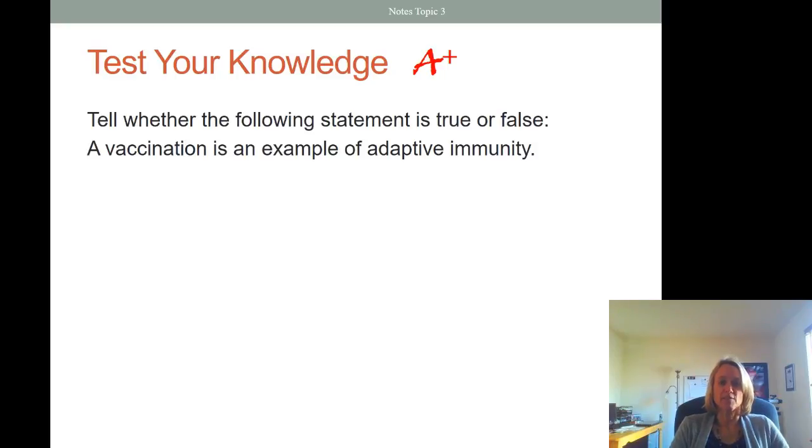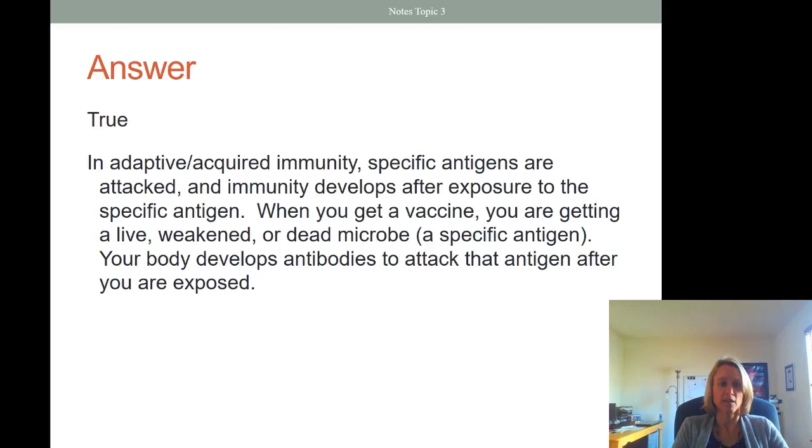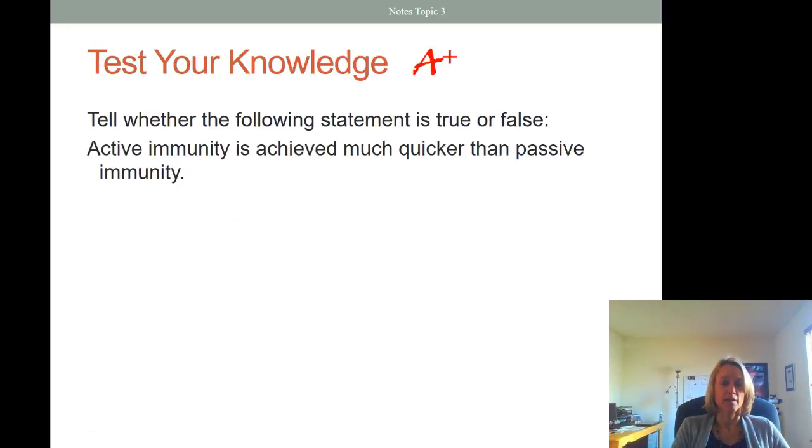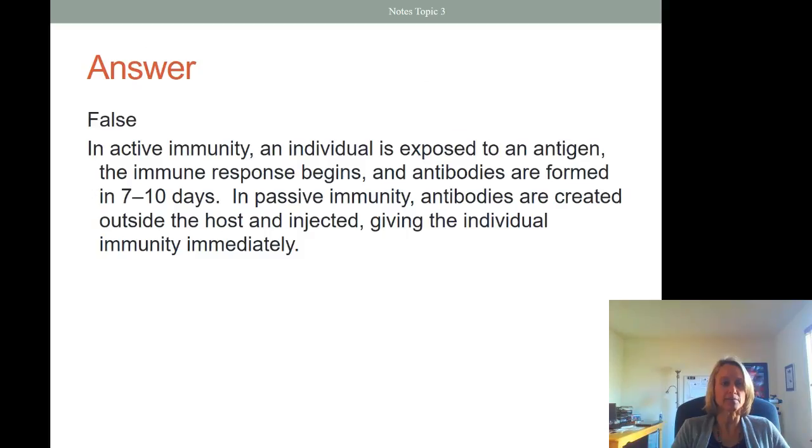So tell whether the following statement is true or false. A vaccination is an example of adaptive immunity. And that's true. It is a form of adaptive immunity. Okay, tell whether the following statement is true or false. Active immunity is achieved much quicker than passive immunity. Okay, and that's going to be false. Because with active immunity, you're exposed to an antigen and that starts the immune response. Antibodies get formed over a period of time. With passive immunity, you're given the antibodies right away and you don't have to wait for them to be produced.